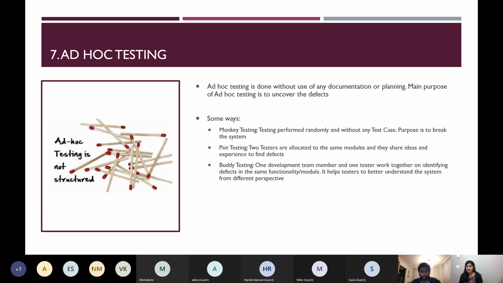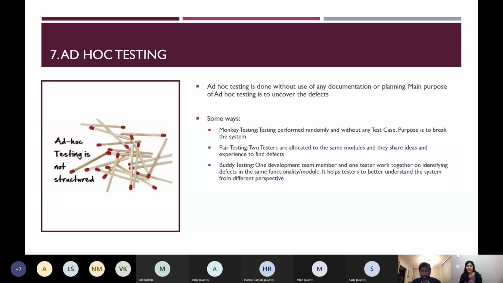Some interesting approaches: monkey testing. I've never done that, but I'll be interested to hear if you have first-hand experience in that. But again, the purpose is to break the system, which is, I think, true irrespective of the approach you're following. Ultimately, that is our goal, not to break the system, but to find the defects or to uncover the problem areas.